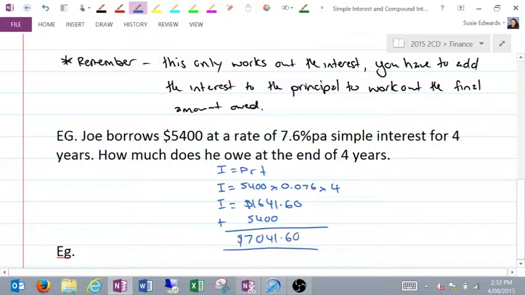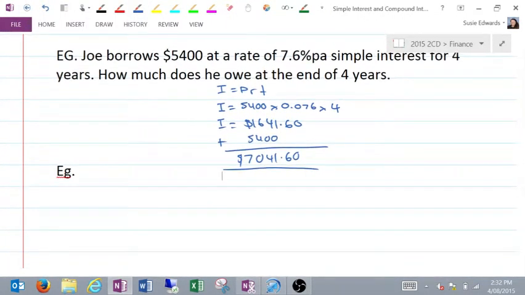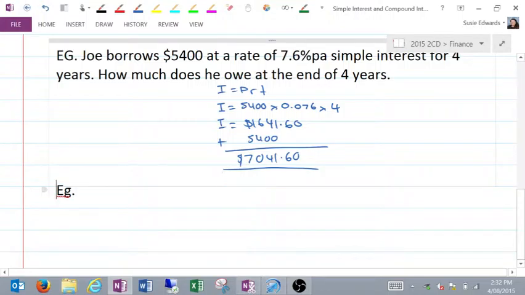Anyone have trouble with that at all? No, this is easy. All right, I'm just going to give you one challenging one and then we're going to move on. Because we asked for the amount of how much he owes back. If it was just interest, that's just how much the bank charges you. But you have to pay back the amount you borrowed plus the interest. So that's why we added on. Okay, all right.